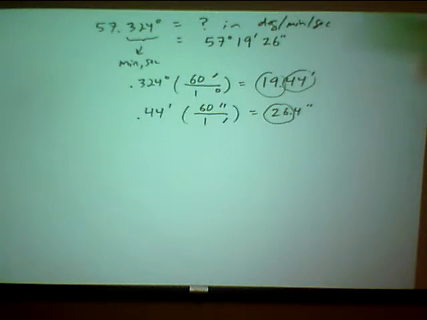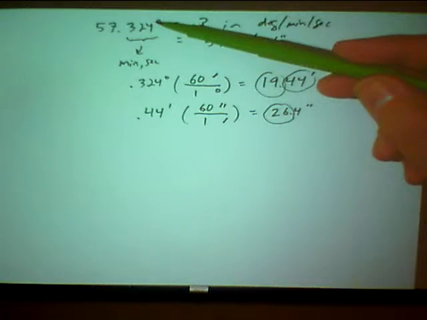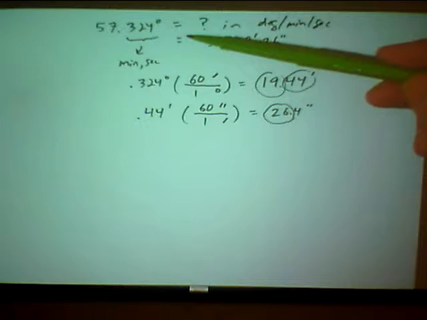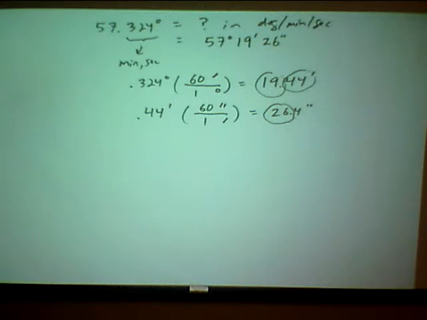So what I've been able to determine is that 57.324 degrees can be rewritten as 57 degrees, 19 minutes, and 26 seconds.